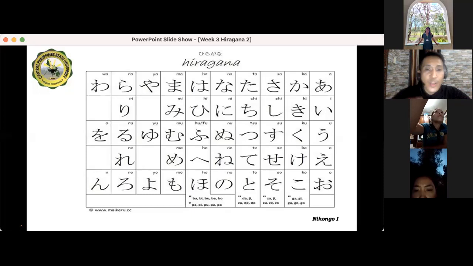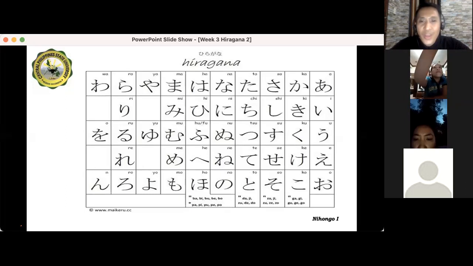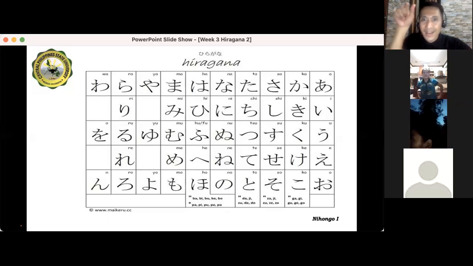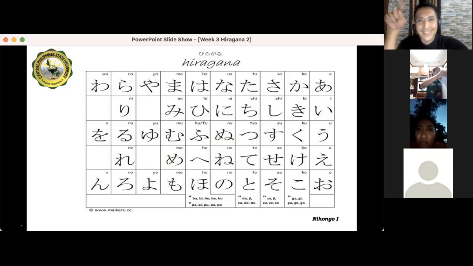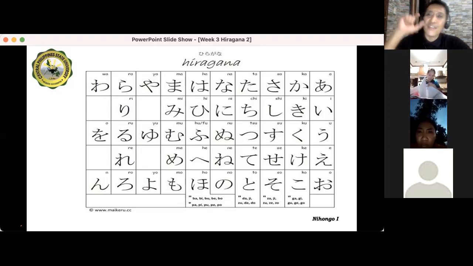Okay? Kung napapansin ninyo sa ilalim, meron tayo ditong iba pang tunog gaya ng ko. Ang ko pwede ring ga, gi, gu, ge, go, kapag nilagyan natin ng dakuten. Yung ten na dakuten, may dalawang parang open quotation mark. So nagiging voiced na ang ko. Magiging ga, gi, gu, ge, go.